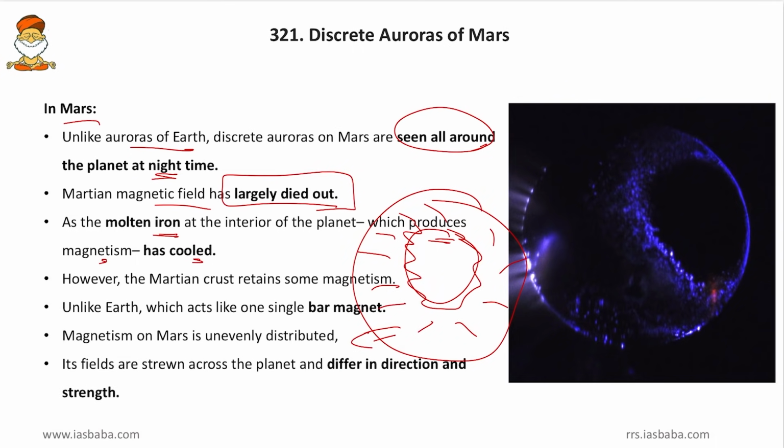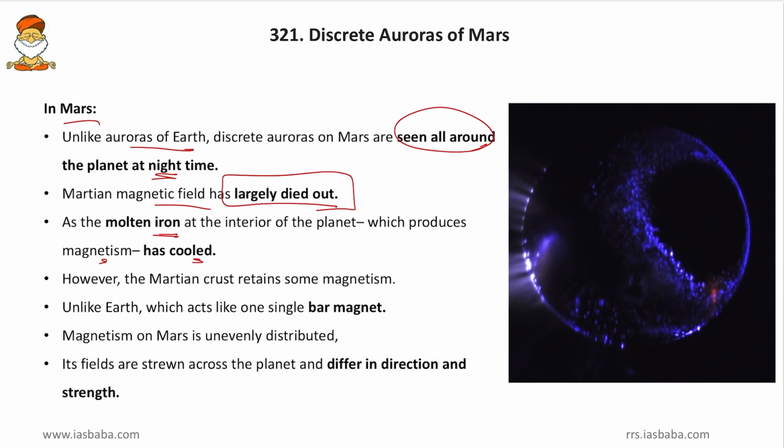However, the Martian crust retains some magnetism, and this magnetism is not even. It is scattered all over Mars, and it is not unidirectional. That is, it is scattered in all directions. So this leads to discrete auroras formed in various parts of the Martian atmosphere, thus leading to discrete formation of auroras all over the Martian atmosphere. That is why the name discrete auroras. So this is all about the Martian aurora.